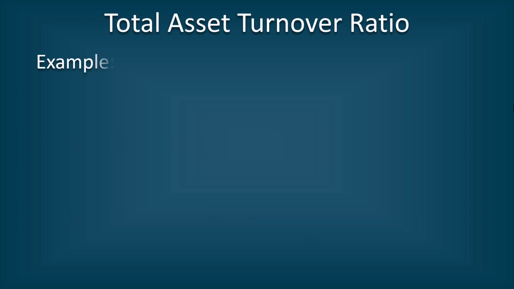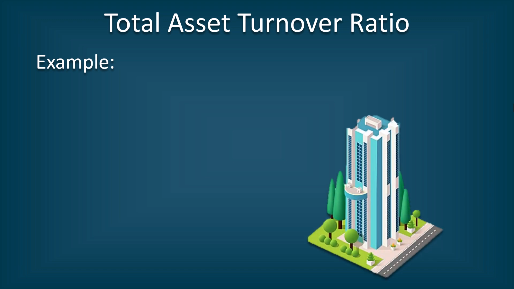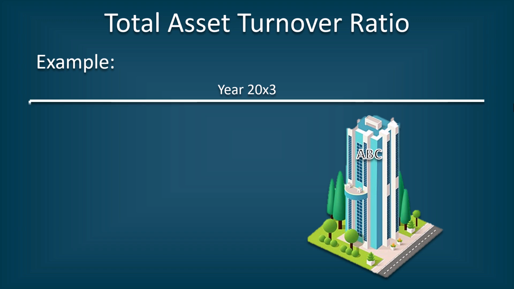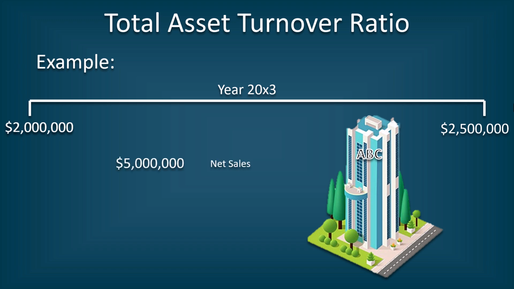Let's learn this with an example. Suppose we have a company called ABC. For the year 2023, we have the following information. Beginning total assets, $2 million. Ending total assets, $2.5 million. Net sales for the year, $5 million.